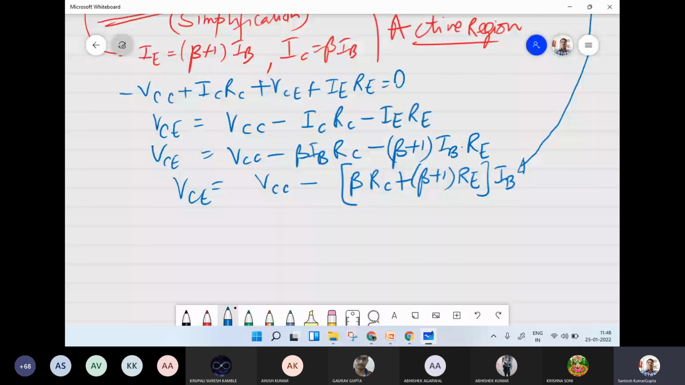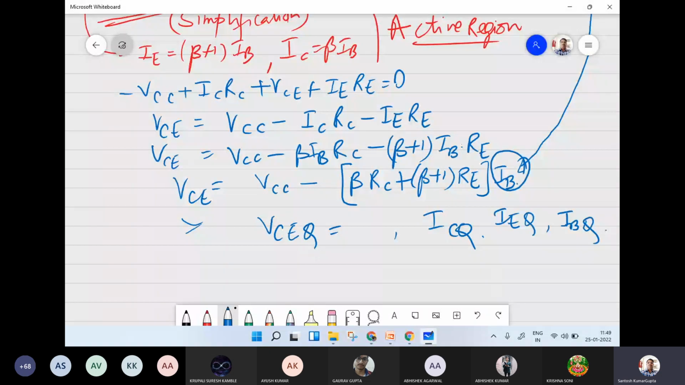These values which we calculate are nothing but operating point values. This VCE is VCEQ, the corresponding value of IC which we have calculated will be called ICQ, the corresponding value of IE will be called IEQ, and this value of IB which we are calculating is called the operating point base current IBQ. VCE is further written as VC minus VE.